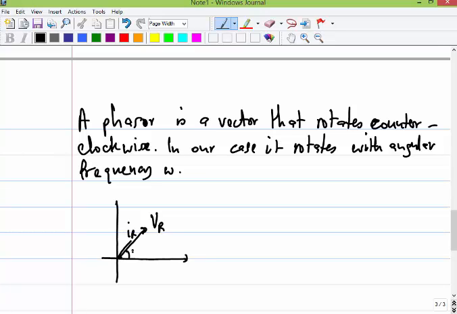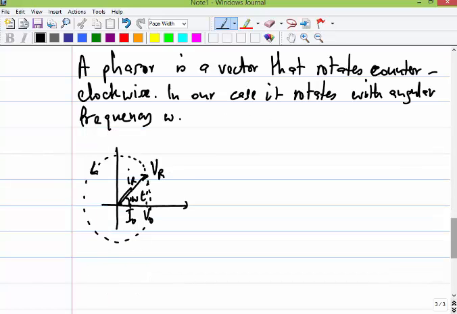It's rotating with angular frequency omega, and so the angle is omega t. So we can say it rotates like that. The peak is V naught, and the peak is I naught. Any questions on phasors at this point? So we can go on to the next thing.